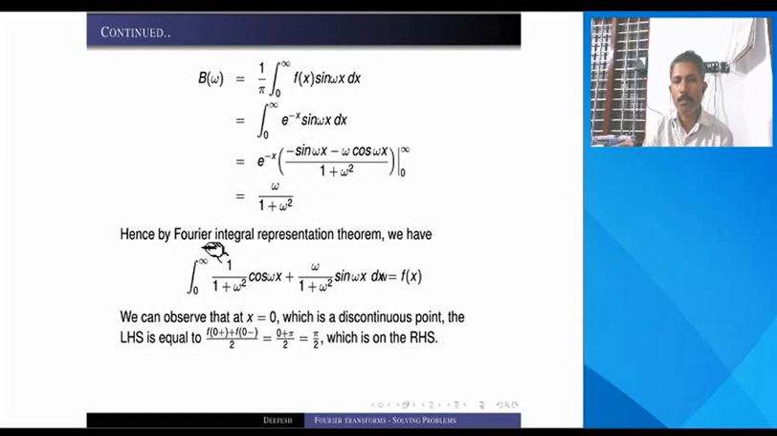Okay, so hence by the Fourier integral representation theorem we have the integral from 0 to infinity of a of omega cos omega x plus b of omega sin omega x d omega is equal to f of x. So that you just write here. So that's how this function's representation is coming.